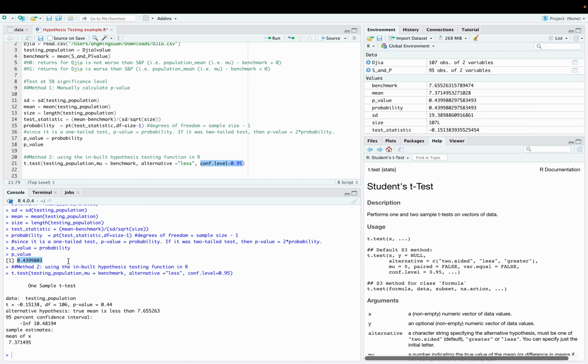p-value we calculated at the top, and so we can conclude that since the p-value is larger than 0.05, it shows that the null hypothesis is not rejected, and so the Dow Jones is not worse than the S&P 500 in its annual returns.